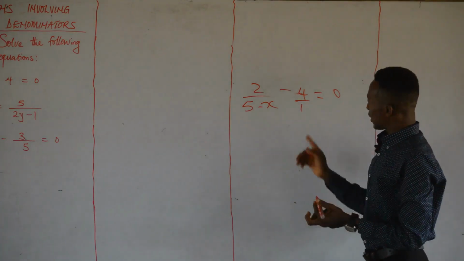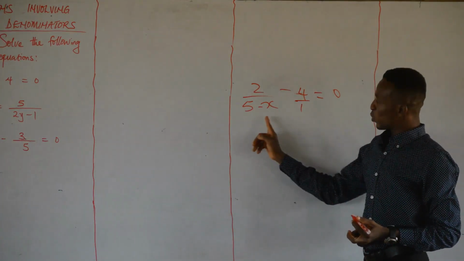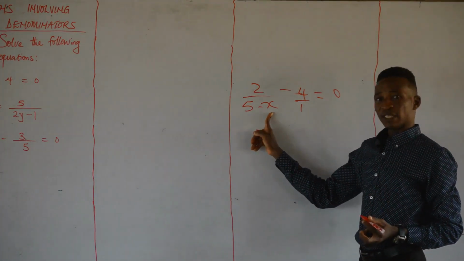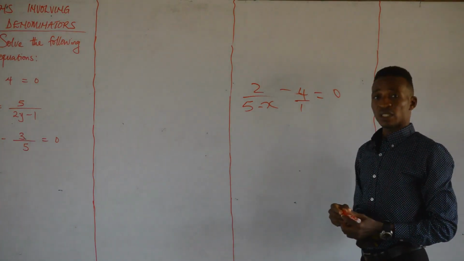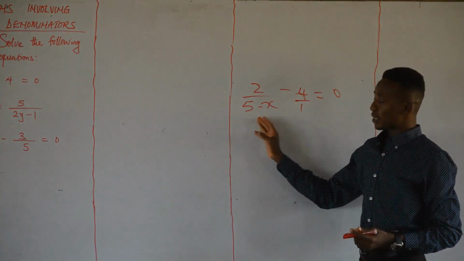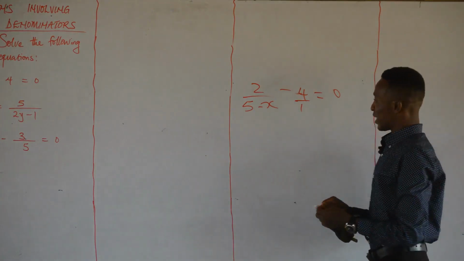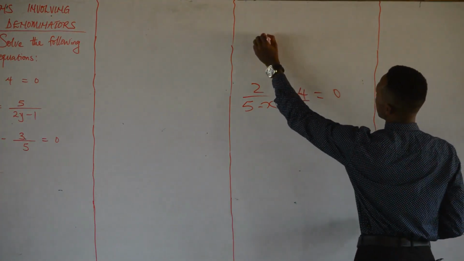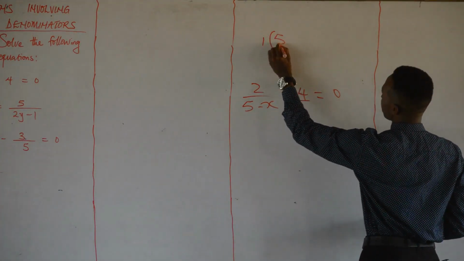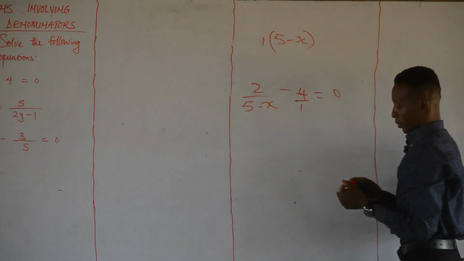So that means this first one that is here, we use it to multiply whatever we have here. That means we are multiplying the two denominators here. The first denominator is 5 minus x, the second denominator is 1. So that means the LCM I'm going to be considering here is 1 into bracket 5 minus x.